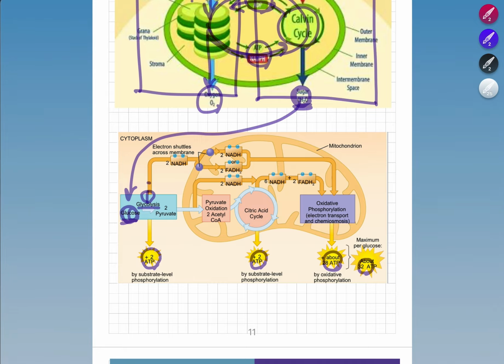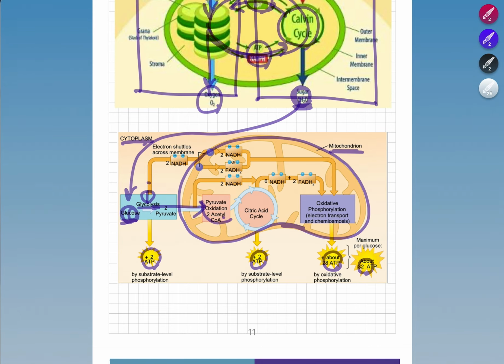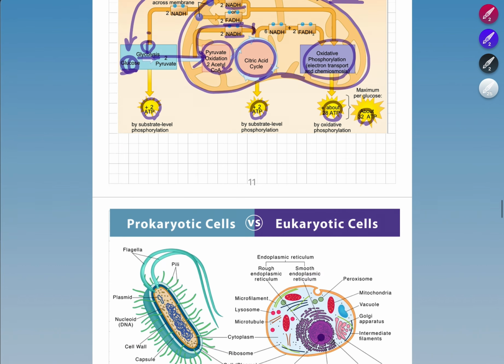So first is glycolysis, which is in the cytoplasm, but then it goes into the mitochondrion, and then it goes through pyruvate oxidation, citric acid cycle, and then oxidative phosphorylation. And in the process there are NADH and FADH2 being produced and being used, and you should have the whole cycle within your head.